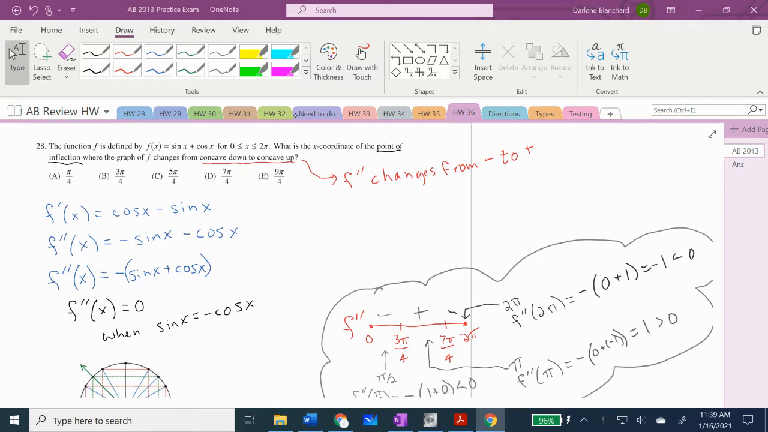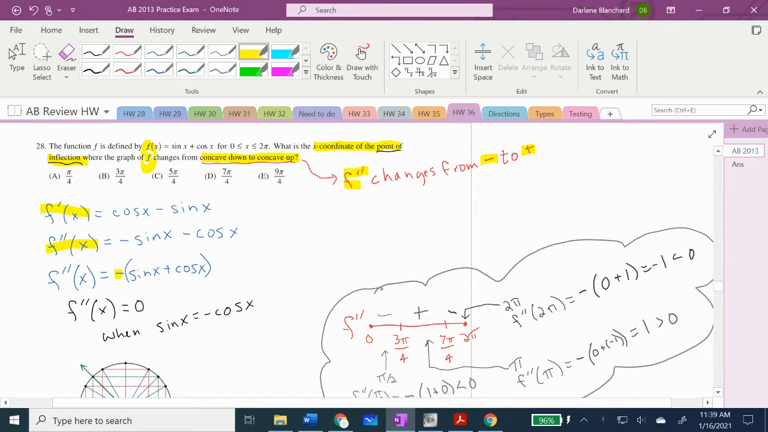We want to determine the x-coordinate of the point of inflection where the graph of f changes from concave down to concave up. That means we want to determine where f double prime changes from a negative to a positive. To find the second derivative, we first do the first derivative and then the second derivative. And I have a negative sign factored out to more easily see this.